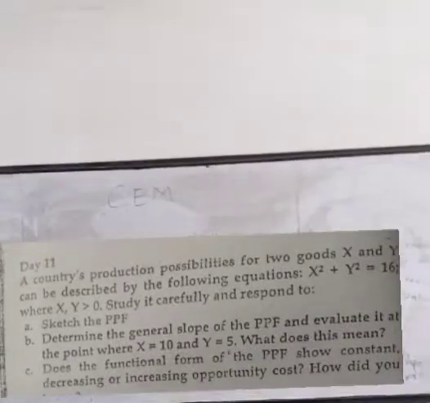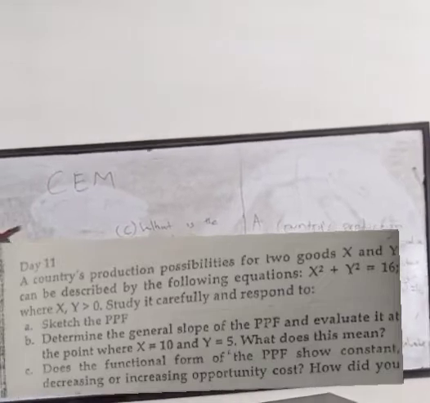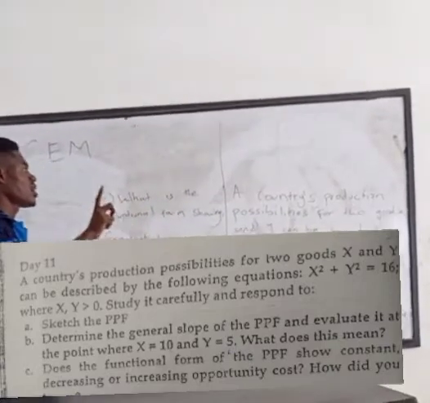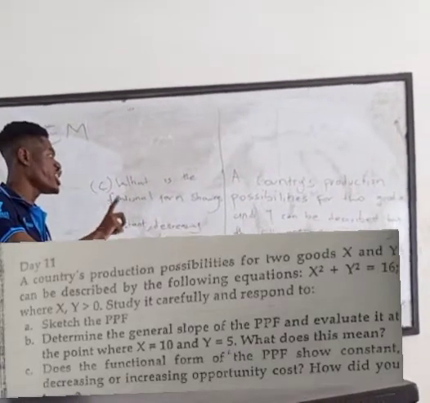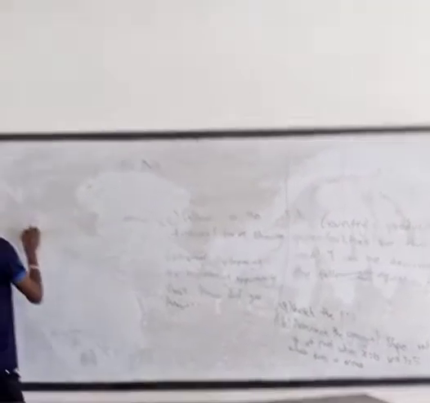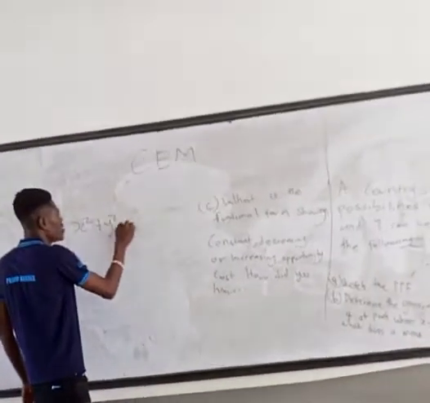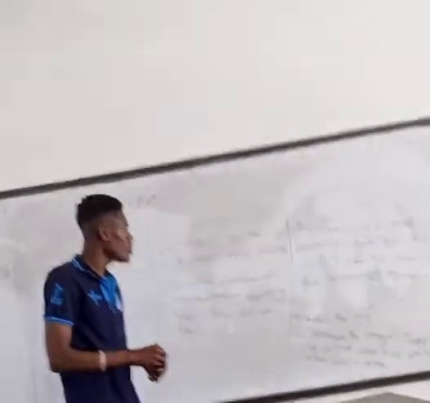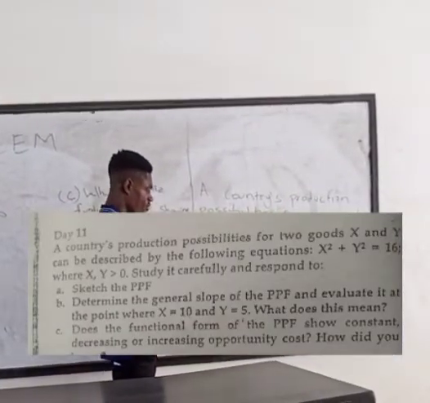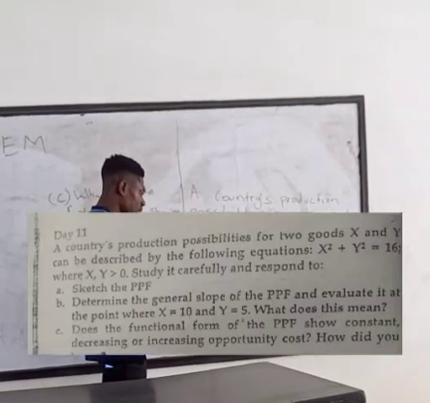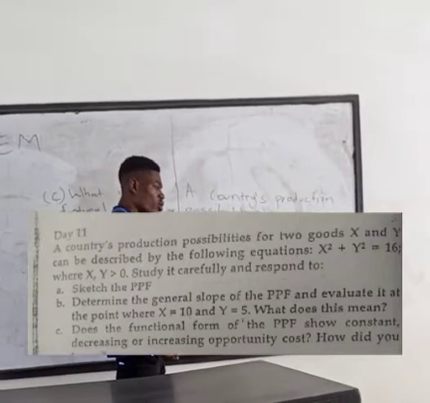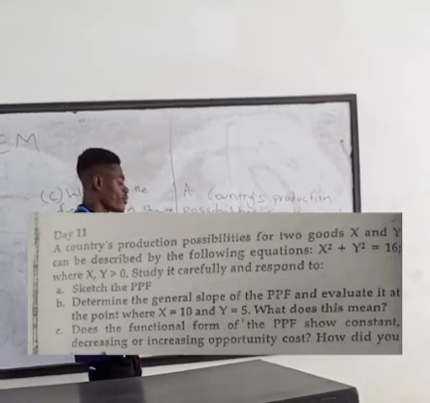We have been given this question that a country's production capacity for two goods, X and Y, can be described by the following equation: X squared plus Y squared is equal to 15. A is saying to sketch the PPF. B is saying to determine the general slope and evaluate it at the point where x is equal to 10 and y is equal to 5.